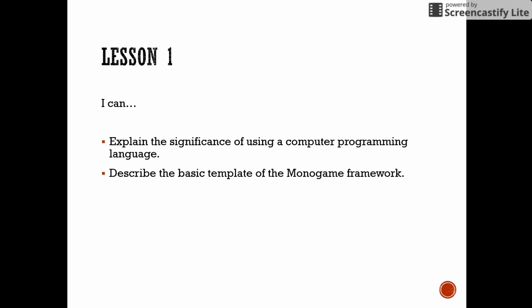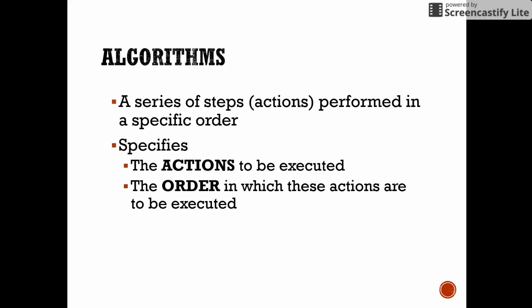So your goal by the end of class today is to be able to meet these two learning targets. First, your goal is to be able to explain the significance of using a programming language and why we have these programming languages. And then you'll simply be able to describe the basic template of MonoGame, and we'll actually have you go into MonoGame and look at the breakdown of the framework that we have, the built-in code, everything like that. So to start, we need to refresh our memory on some key vocabulary concepts.